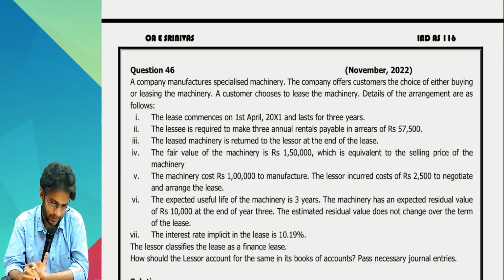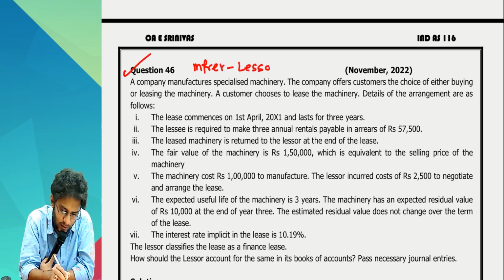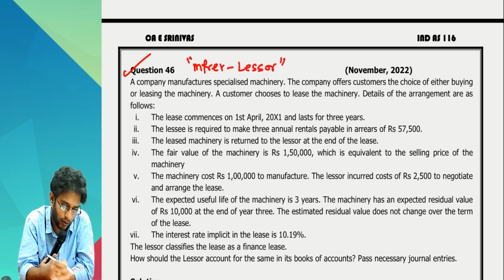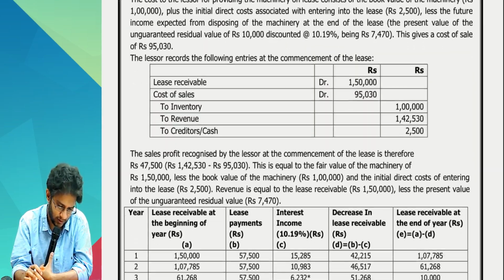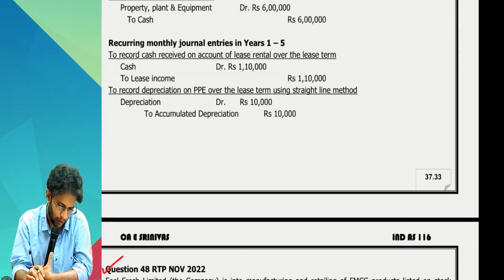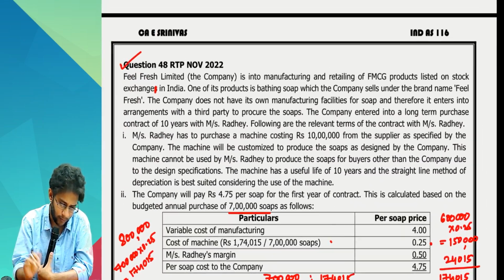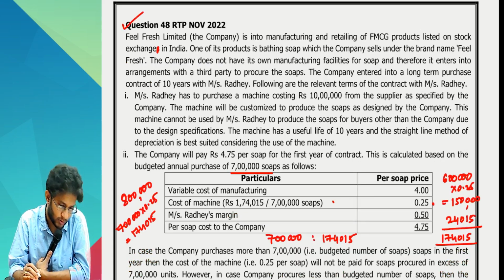That's it, sir. Question number 46 is based on manufacturer lessor. It is a similar question which we have already covered, the same question, sir. In fact, there is nothing changed also. A company manufactures specialized machinery, the same sum. This will come in a while. Come to question number 48. So let's move on to question number 48.